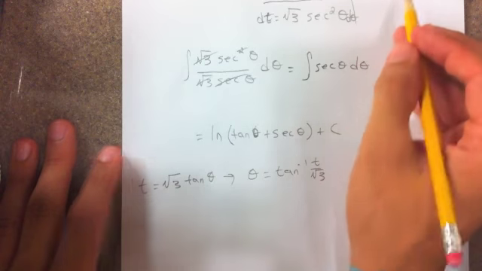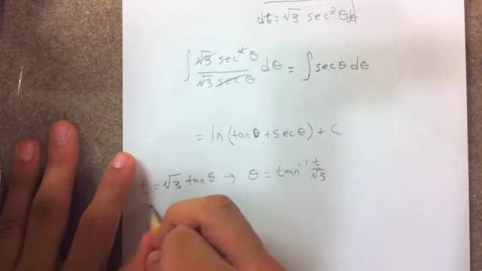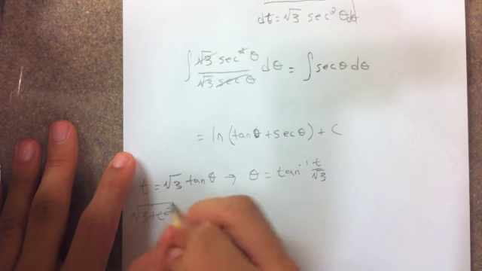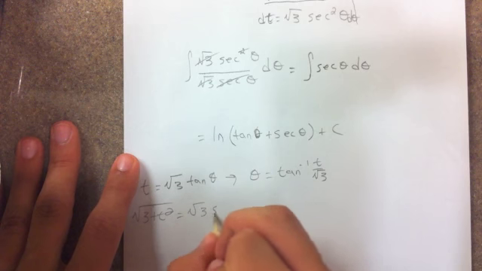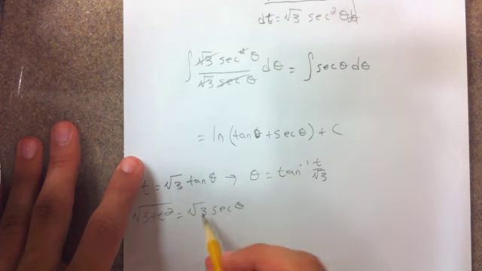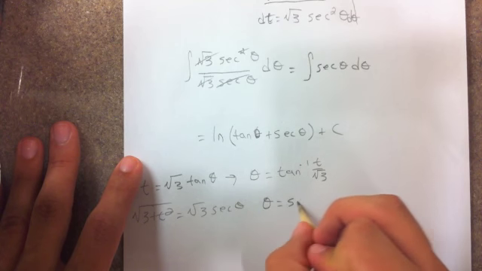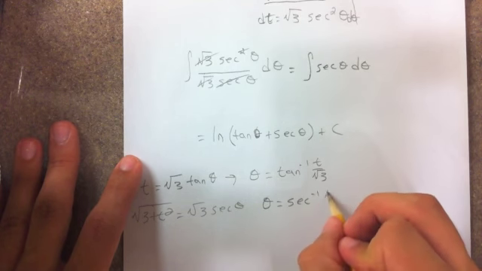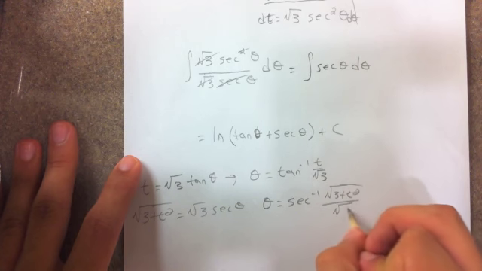Do the same thing right here. Write it out. Root 3 plus t squared equals root 3 secant theta. Now we divide that over, take the secant inverse, and find theta. Theta is going to be the secant inverse of root 3 plus t squared, all over root 3.